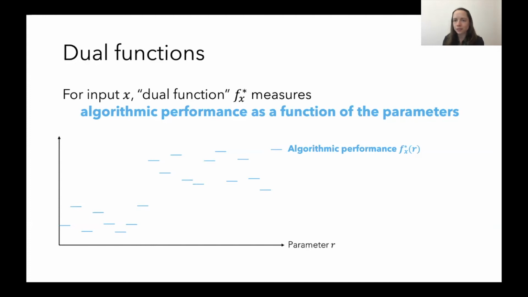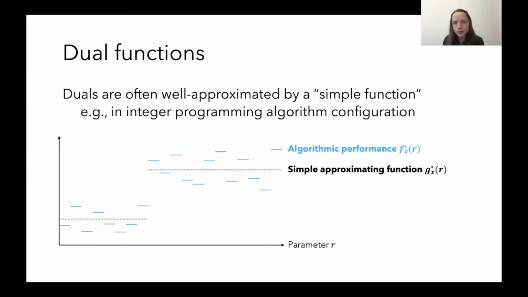And we've noticed in a lot of domains that this algorithmic performance function can be extremely volatile, extremely choppy, but they are often well approximated by some simple function. So in this picture, this simple approximating function is this black dotted line. So even though f_x^*, the algorithmic performance function, is really choppy, it's well approximated by this simple piecewise constant function with only two pieces, which I'm denoting g_x^* for the input x. And we observe this behavior, for example, in the context of integer programming algorithm configuration.